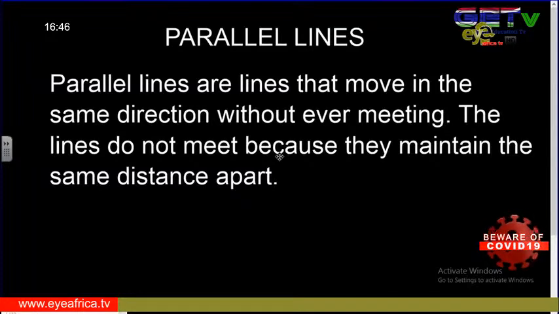Like if you stand at one point and your friend stands a few meters away from you, if both of you maintain that distance between you and you move in the same direction, you will never get to meet, all right? So you'll be moving in parallel lines. So parallel lines are lines that move in the same direction, but they never meet, because they maintain the same distance apart.